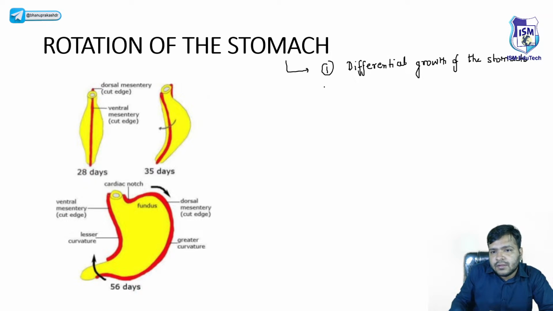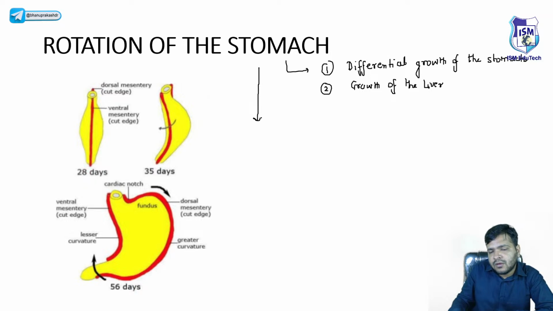And secondly, it is the growth of the liver. We will again study these two points. So before that, just remember what is happening. Rotation means there will be a 90-degree clockwise rotation.